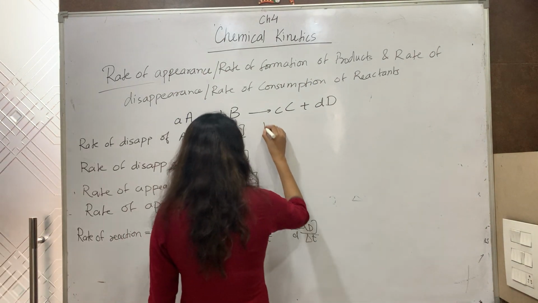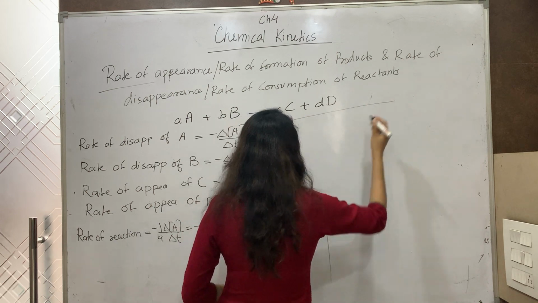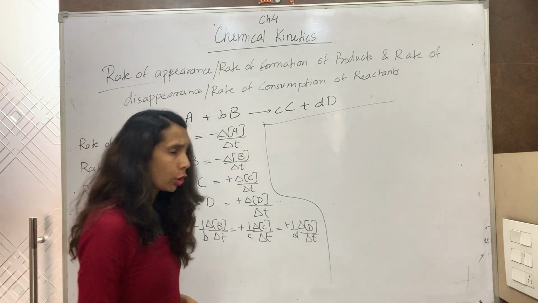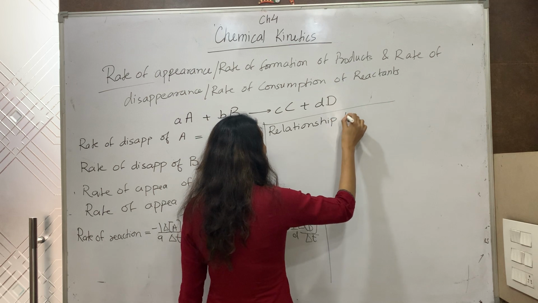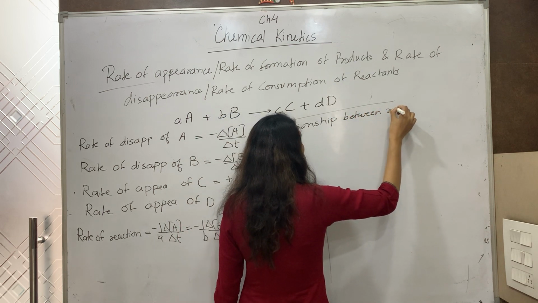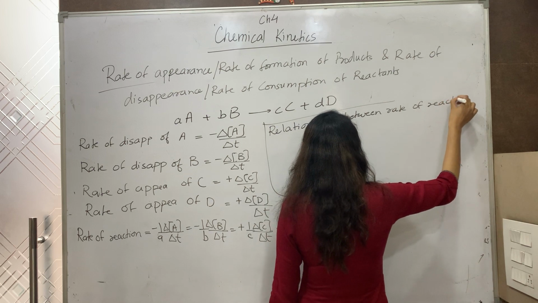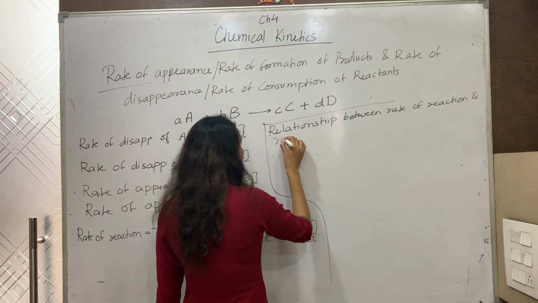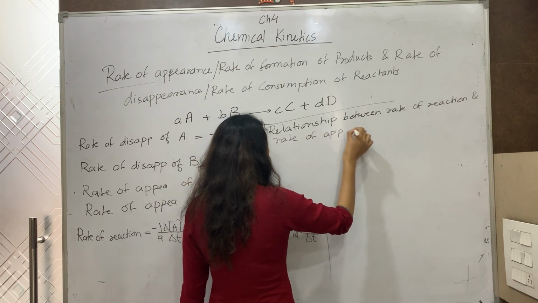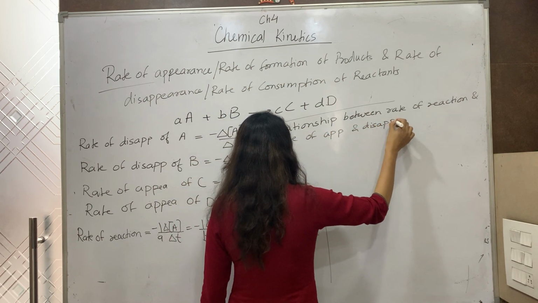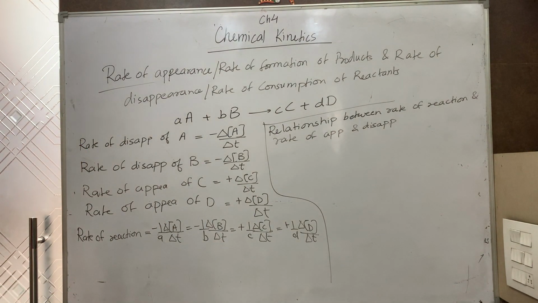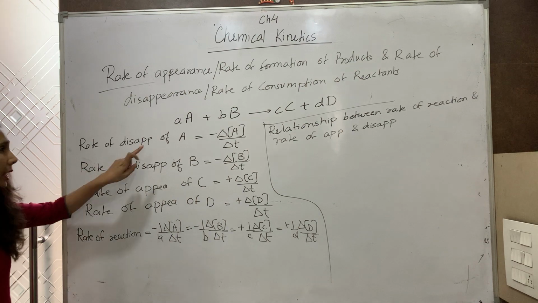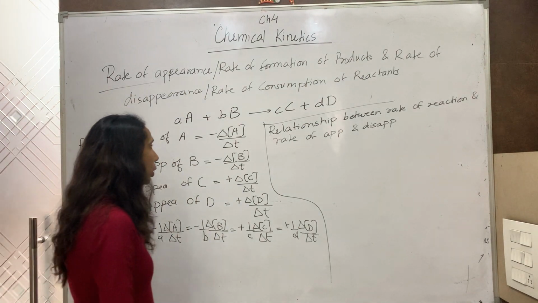Now here I am considering the same reaction, and I will write the relationship between rate of reaction and rate of appearance and disappearance of product and reactant respectively. So we are finding the relationship between these two. First, I find it in terms of A. Let us see it in terms of A.